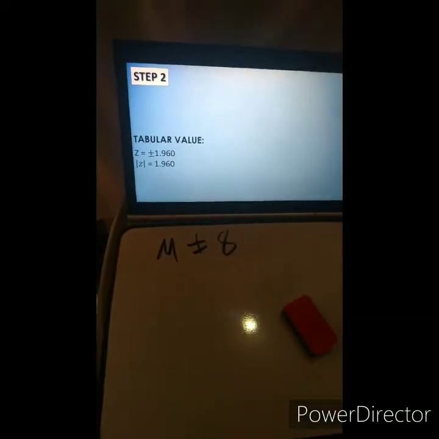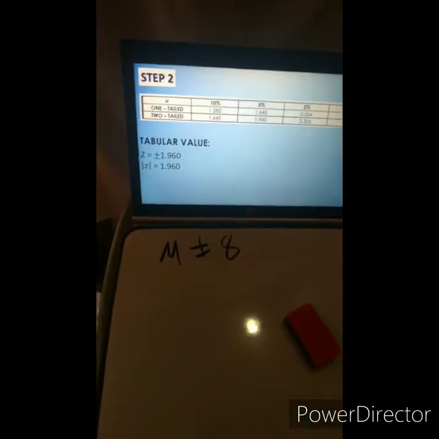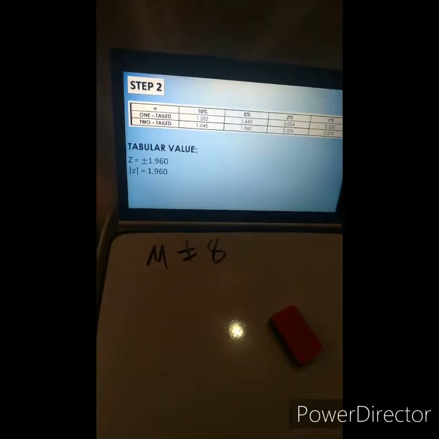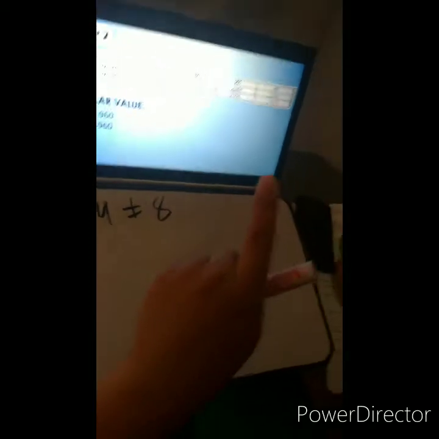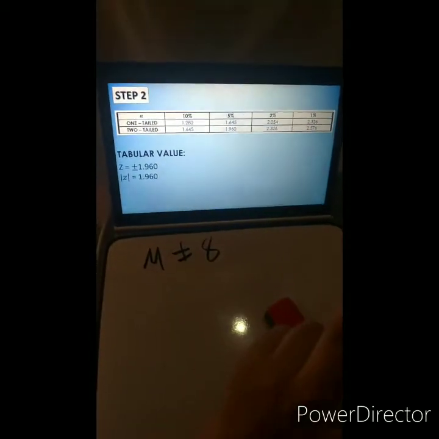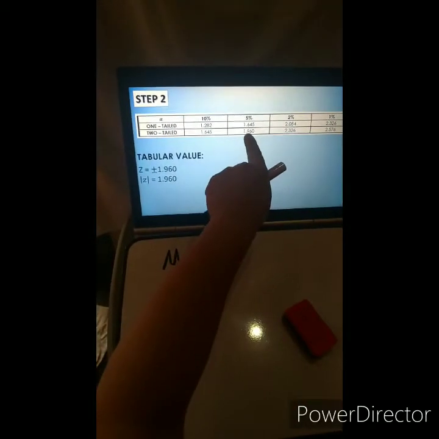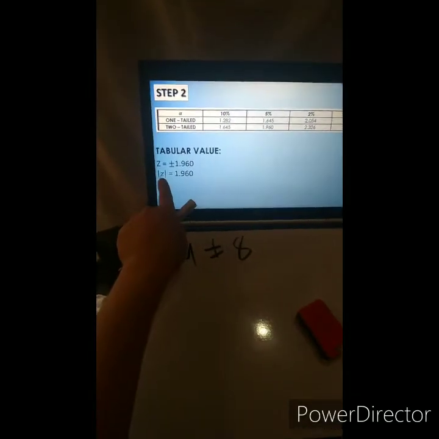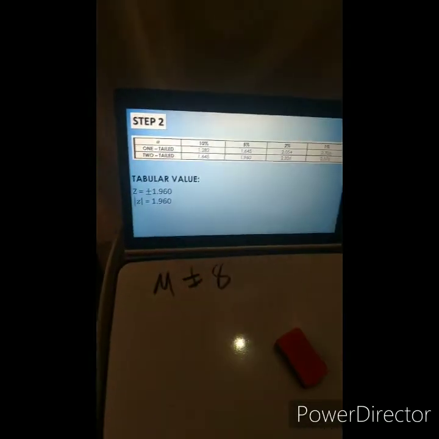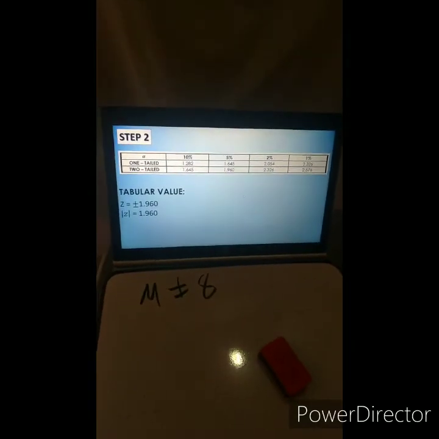Now, step 2. Let's identify the tabular value that we are going to use. It's 5% level of significance and it's two-tailed. So we will get positive and negative 1.96, or the absolute value of z is equal to 1.96. That is our step 2.